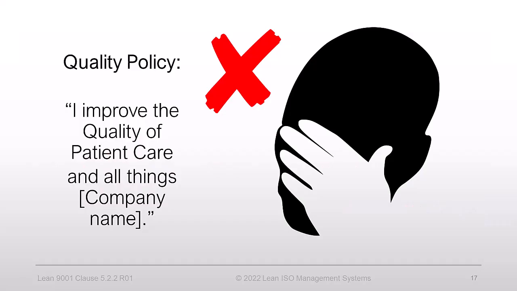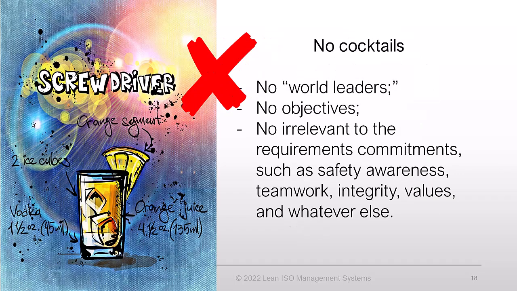Number two, avoid a pointless short version of the policy. Number three, do not mix cocktails. Skip the claims to be a world leader, and omit listing products, safety promises, values, and others. The quality policy is not the place for this information. This concludes our review of elements 5.2.1 and 5.2.2 of the ISO 9001 standard.